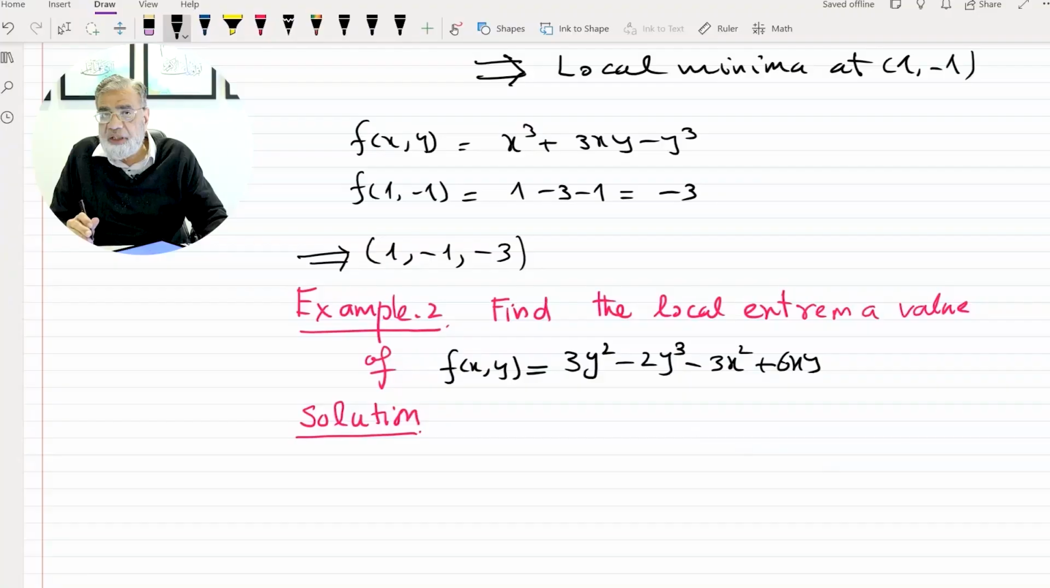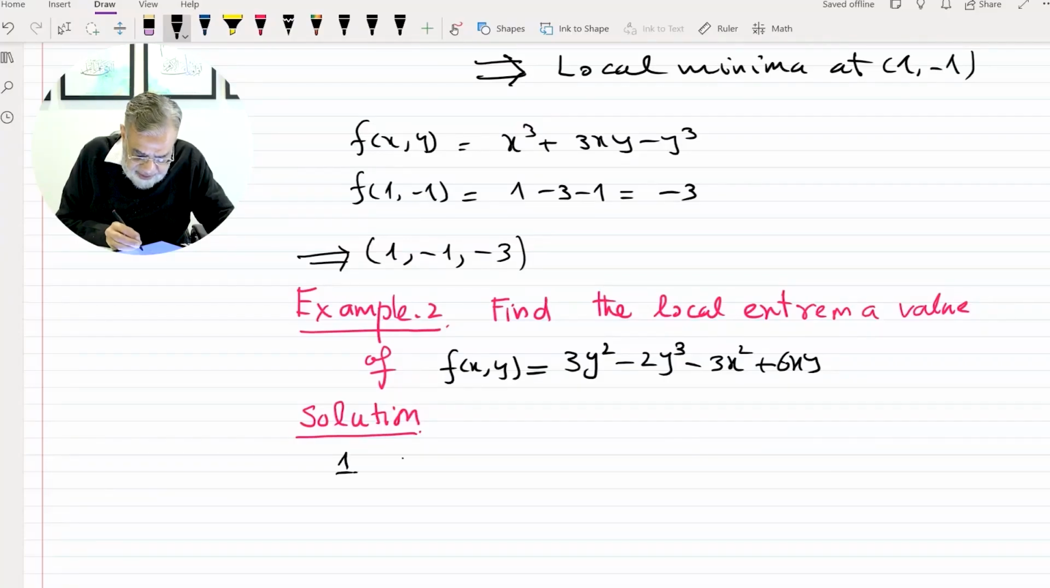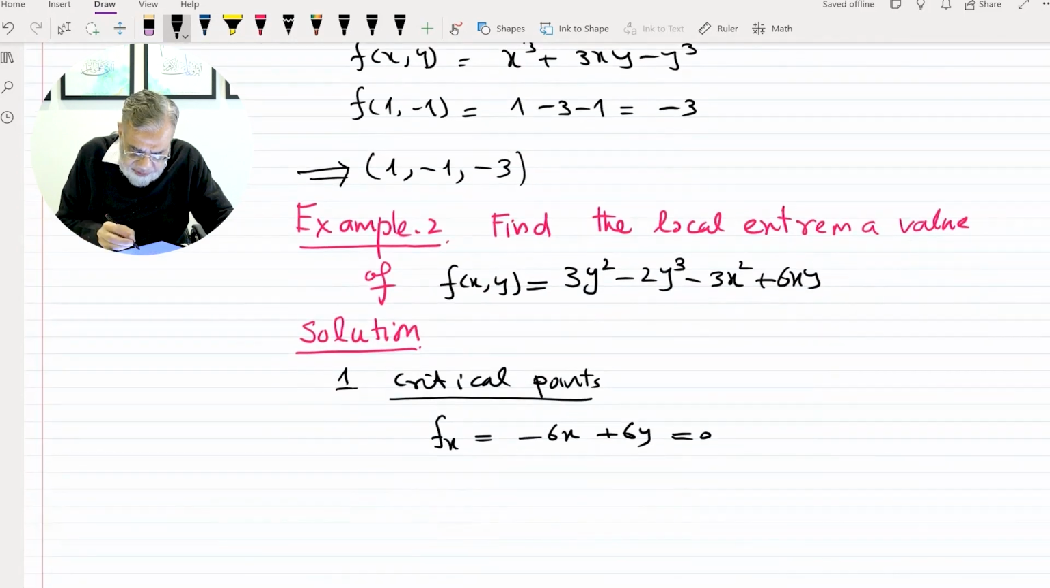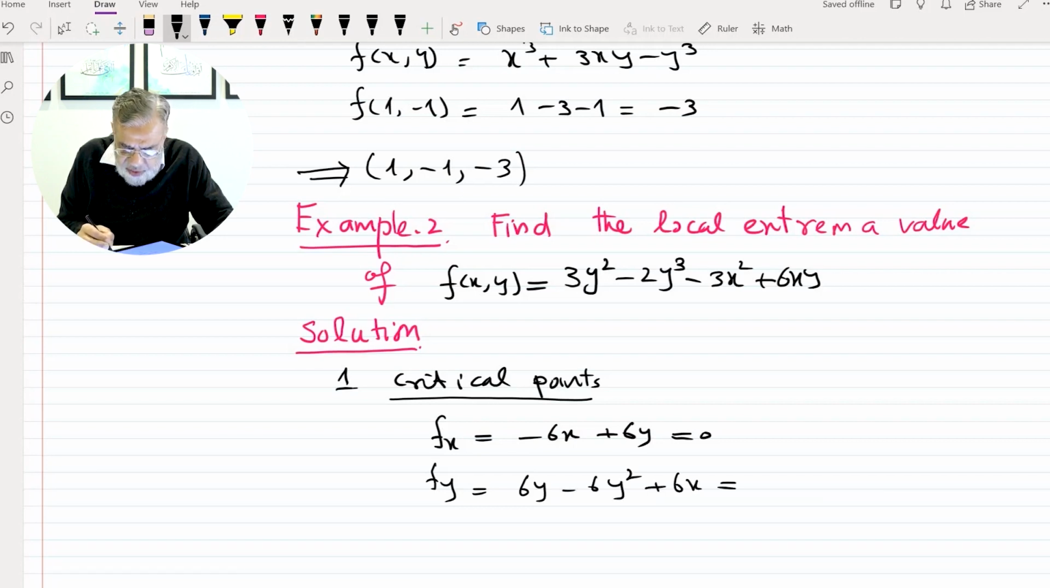So I first find the critical points. To find critical points, I need the first derivative test. The first derivative tests are f_x, taking y as constant: we have −6x + 6y, and we put this equal to 0. And then we find f_y, taking x as constant: 6y − 6y² + 6x equal to 0. So this is my equation 1 and this is equation 2.